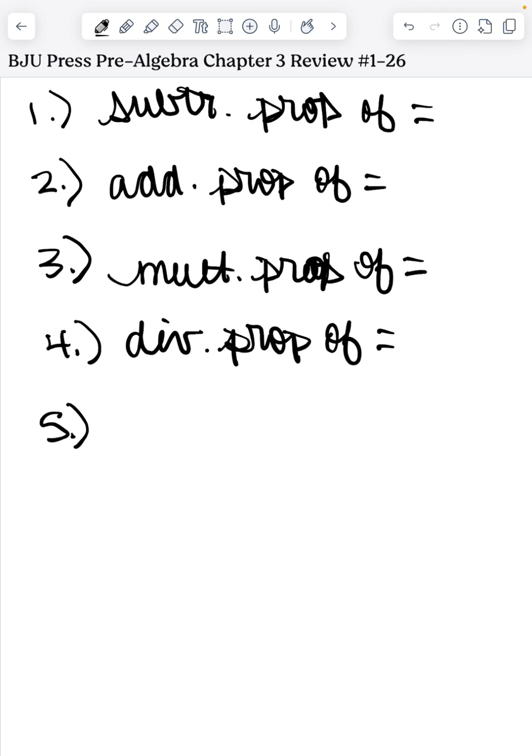Number 5, state the inverse operation, including the quantity that would be used to solve each equation. In number 5, we have x plus 9 equals 15. So we would subtract 9 from both sides. So that's the inverse operation, subtract. The quantity is 9.